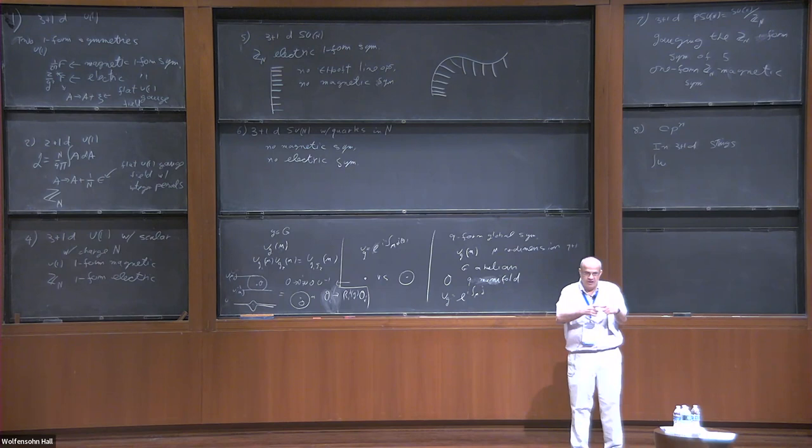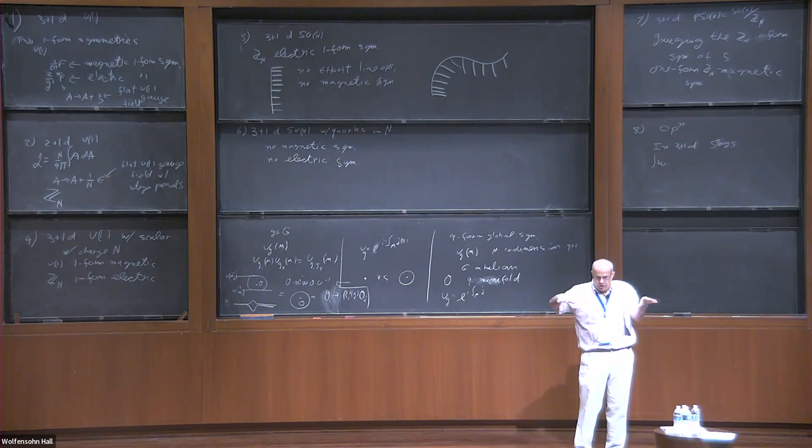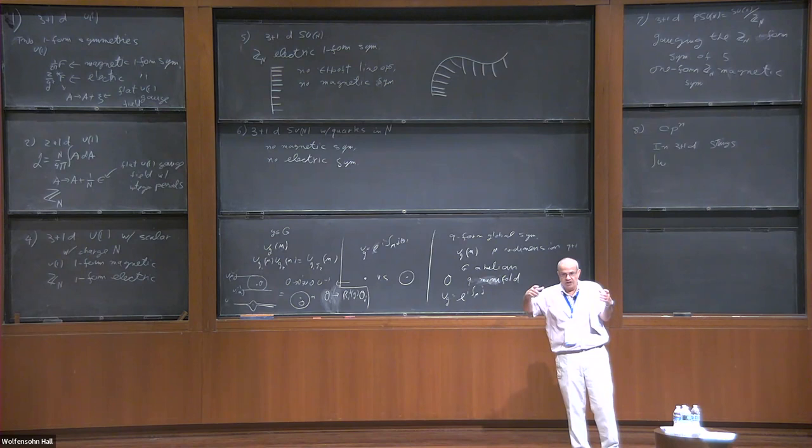When we have an area law, we make the loop bigger, and the expectation value is e to the minus the area. And that we think of as having strings, and the coefficient of the area is the string tension. And this is the string that is charged under the symmetry.